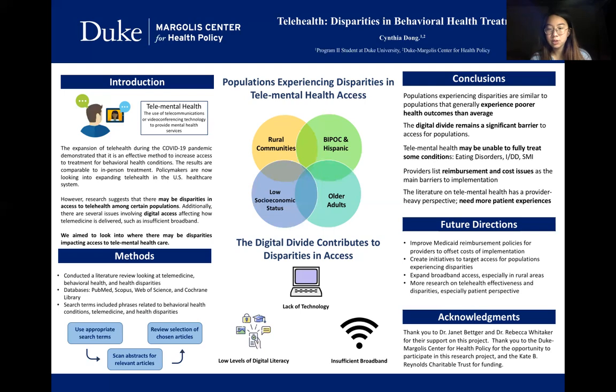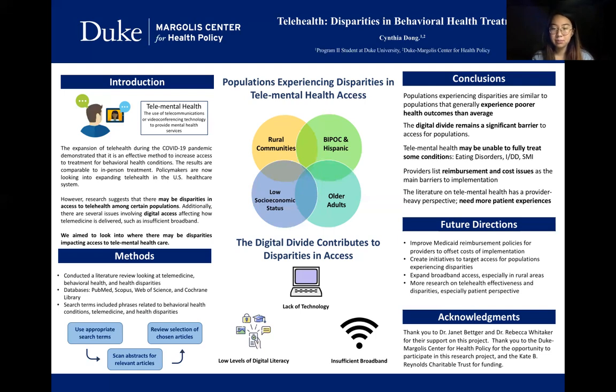So for future directions, we need to improve Medicaid reimbursement policies for providers to offset these costs of implementation, especially because Medicaid tends to address many of these communities. They did increase their scope of reimbursement policies during COVID, but many express fear that they will be rolled back soon. We also need to create initiatives that specifically target access for the populations experiencing disparities to make sure that we have a health equity aim in our approach to this problem.